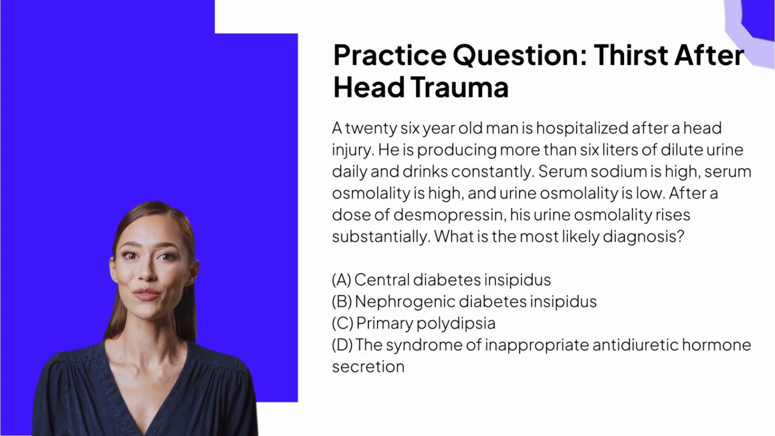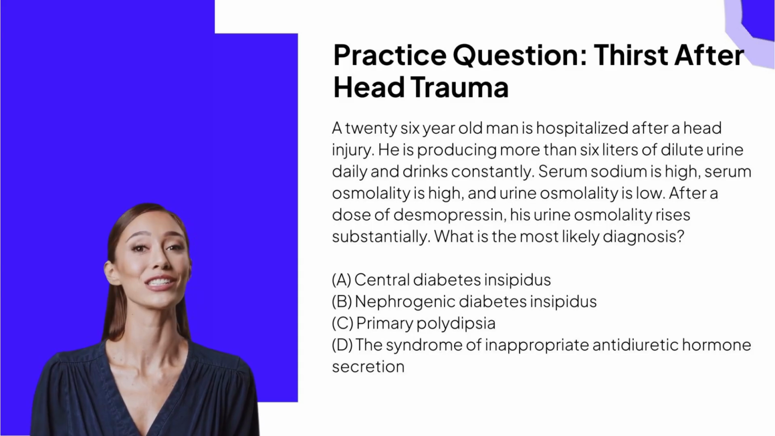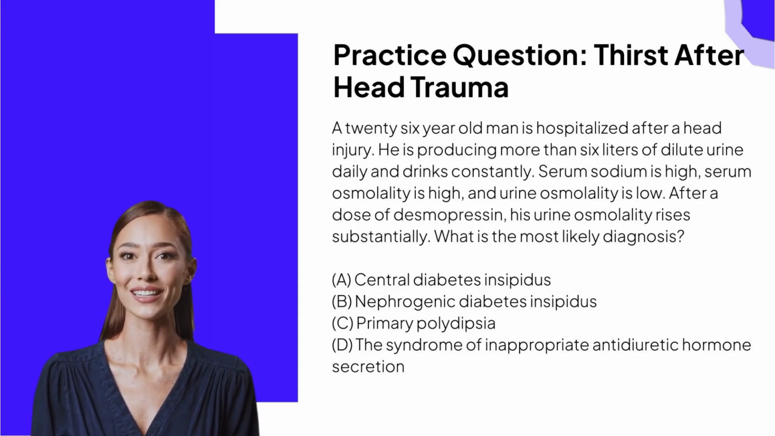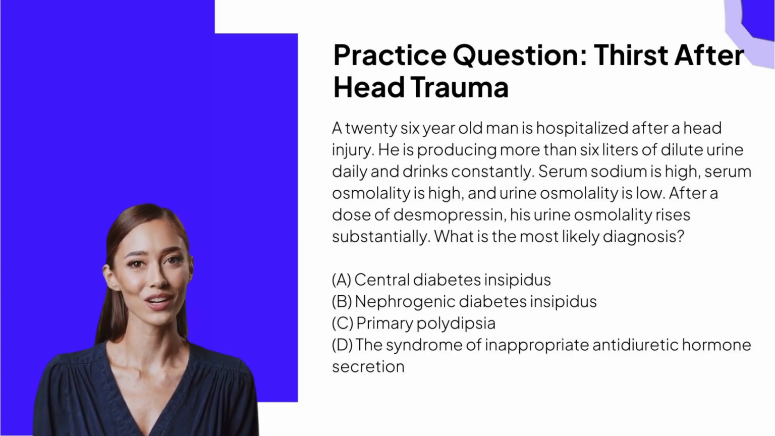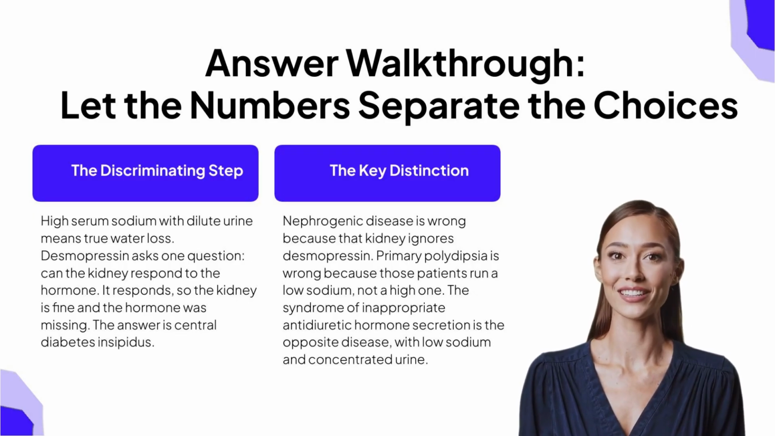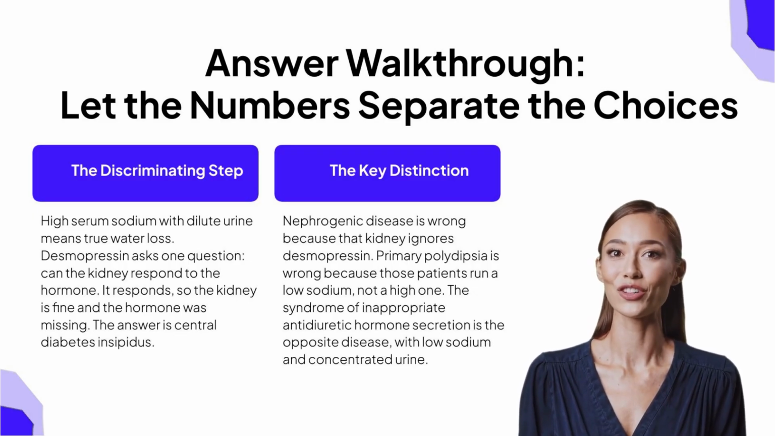Every number is doing work. The high sodium says he's losing free water rather than overdrinking. The dilute urine says the kidney isn't concentrating. And the desmopressin response tells you which half of the axis is broken. Pick your answer. Let's break this down. First, the discriminating step. High sodium with dilute urine means he's truly losing free water, not overdrinking.